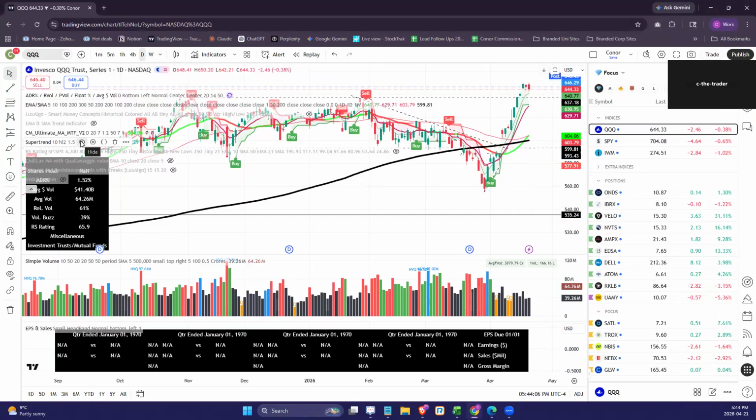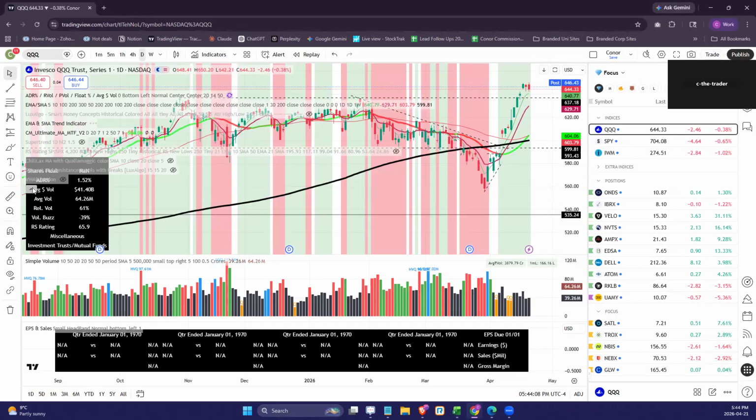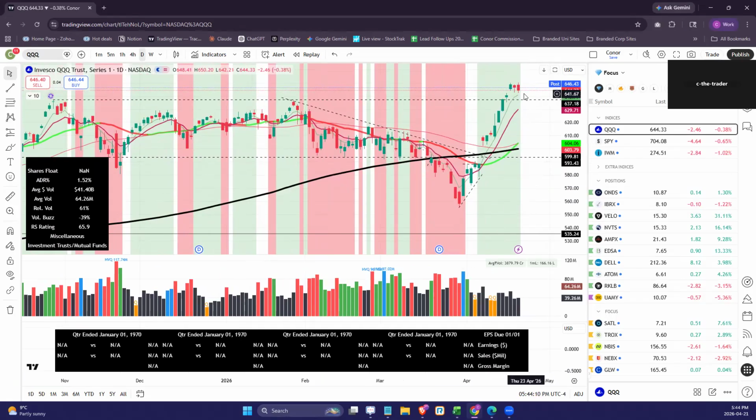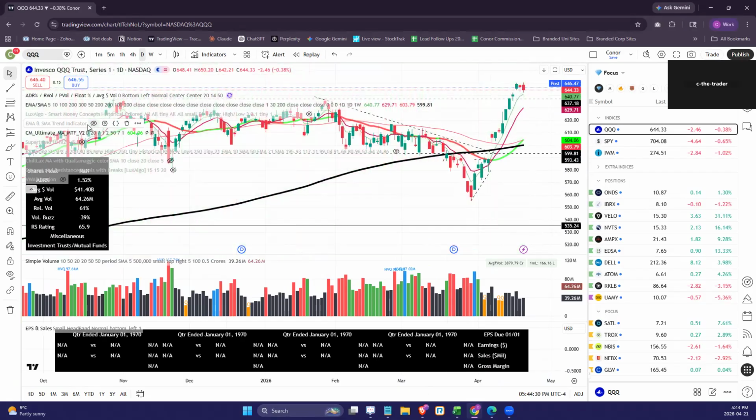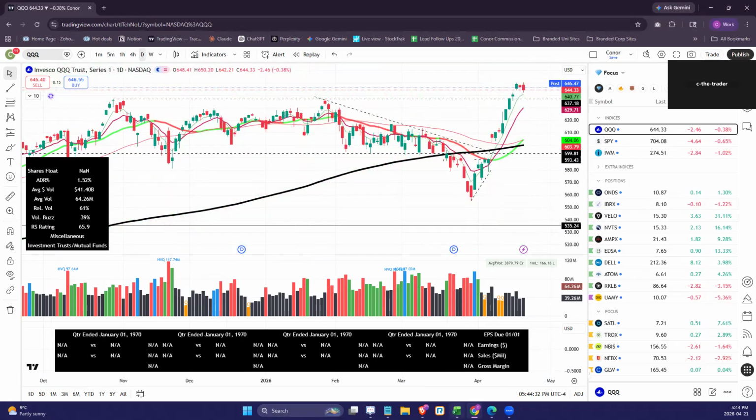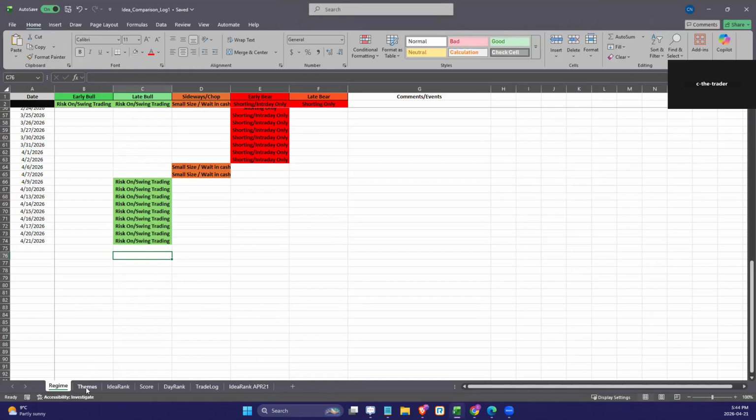Have this. No, not that one. This one. So I built an indicator that just shows when price is below or above the 10 and 20 day MAs. So as you can see here, as of this day, we've been in more of a risk on environment where swing trading is going to work. So I logged that here.